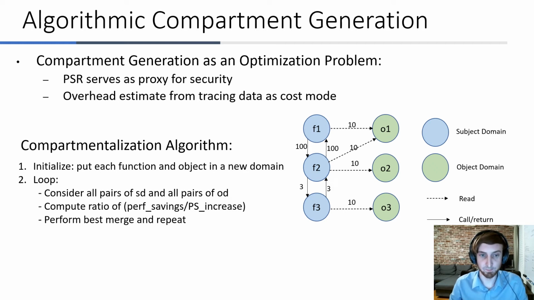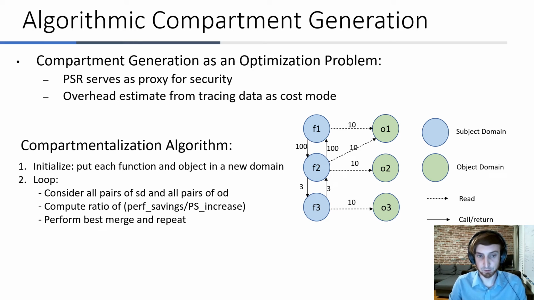So for example, between F1 and F2, there are 200 calls and returns, which means if we placed a boundary there, then we would expect to incur 200 times the cost of a domain transfer. And so if we combined F1 and F2 together, then that would save us 200 times the cost of that domain transfer. But we don't only care about performance, we also care about the privilege impact that we're making while we're creating this compartmentalization. Note that F1 and F2 have pretty similar access patterns to objects. F1 performs reads to O1, and F2 performs reads to O1 and O2.